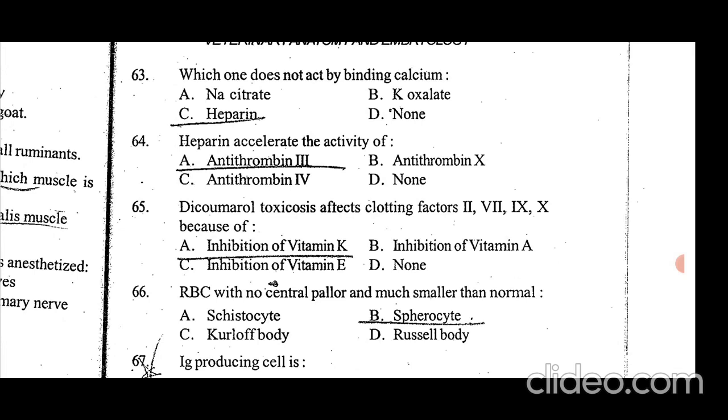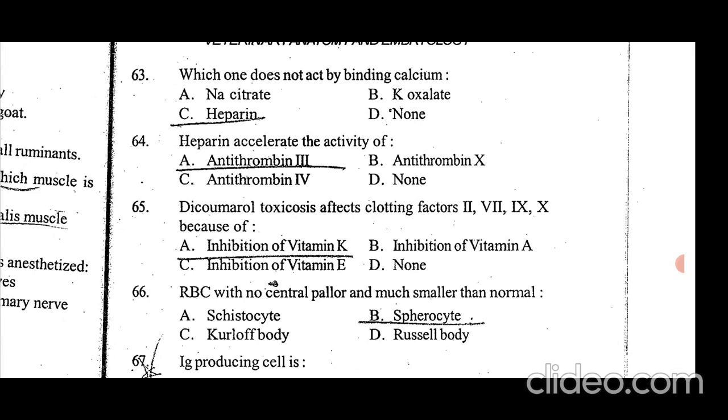Heparin accelerates activity of antithrombin 3 and heparin does not act by binding calcium. Decumoral toxicosis affects the clotting factors 2, 7, 9, 10 because of inhibition of vitamin K.